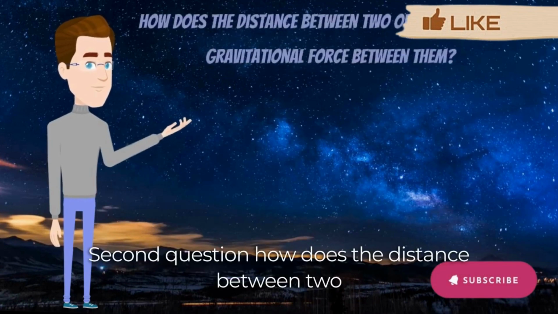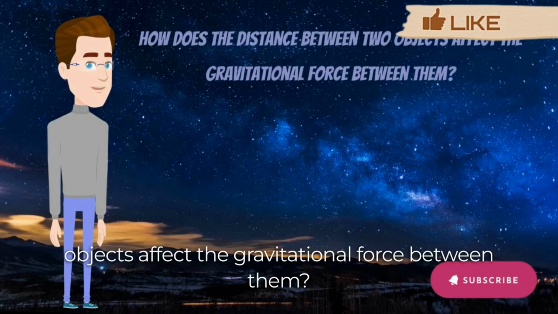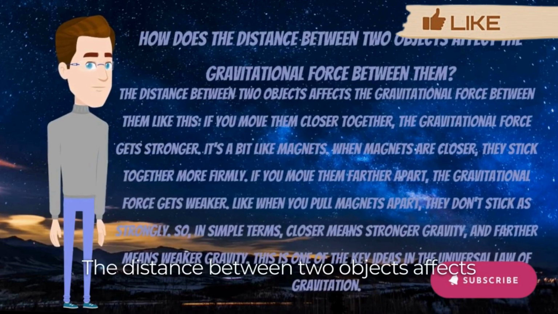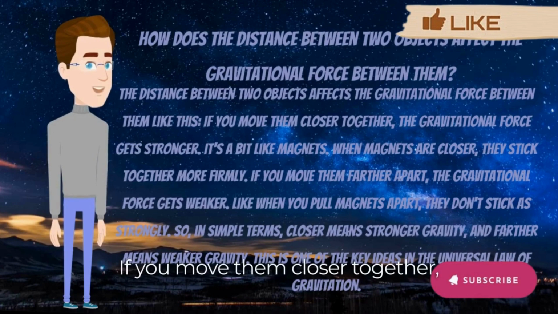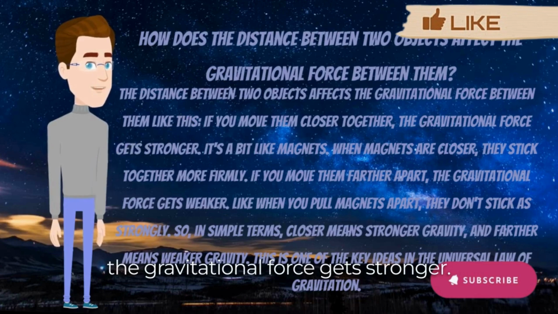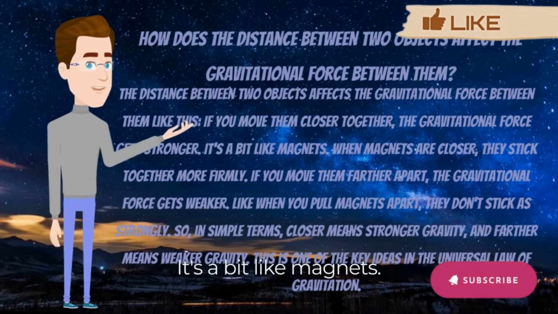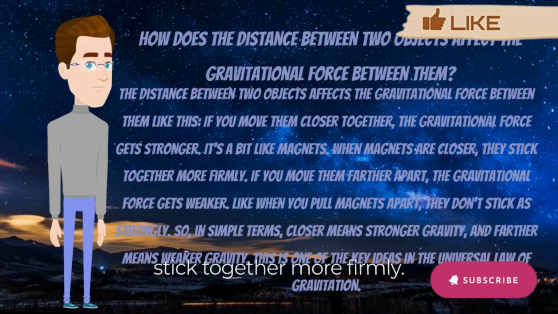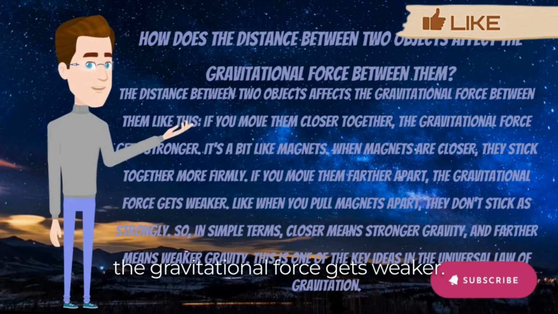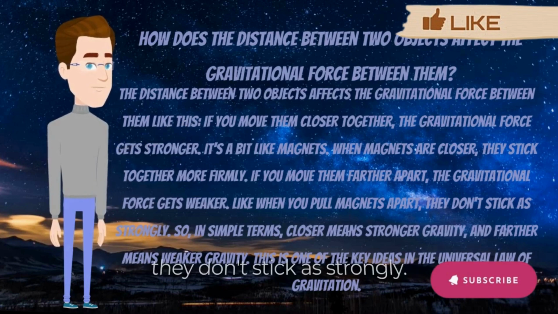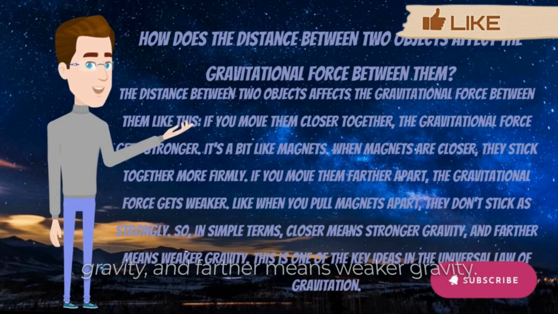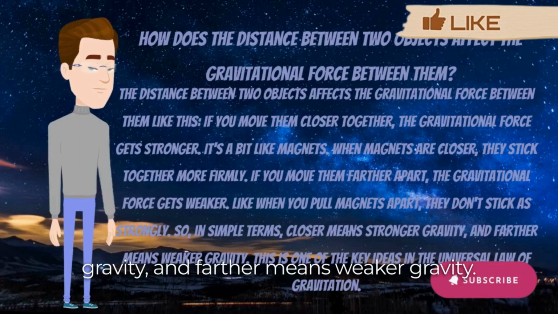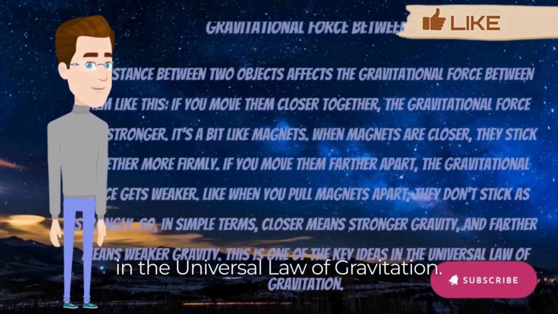Second question, how does the distance between two objects affect the gravitational force between them? The distance between two objects affects the gravitational force between them like this. If you move them closer together, the gravitational force gets stronger. It's a bit like magnets. When magnets are closer, they stick together more firmly. If you move them farther apart, the gravitational force gets weaker. Like when you pull magnets apart, they don't stick as strongly. So in simple terms, closer means stronger gravity and farther means weaker gravity. This is one of the key ideas in the universal law of gravitation.